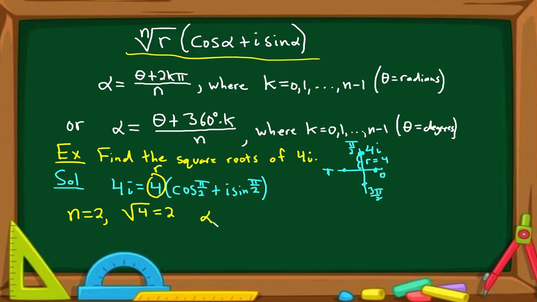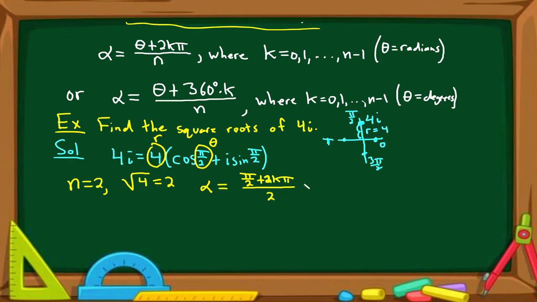Alpha is equal to theta plus 2k pi over n. Theta here is pi over 2, so it'll be pi over 2 plus 2k pi over n. And again, n here is 2. Hope you can see that. So let's just find the different values now. k runs from 0 to n minus 1, so k is either 0 or 1, because n is 2. When k is 0, alpha equals, well, that's going to go away.